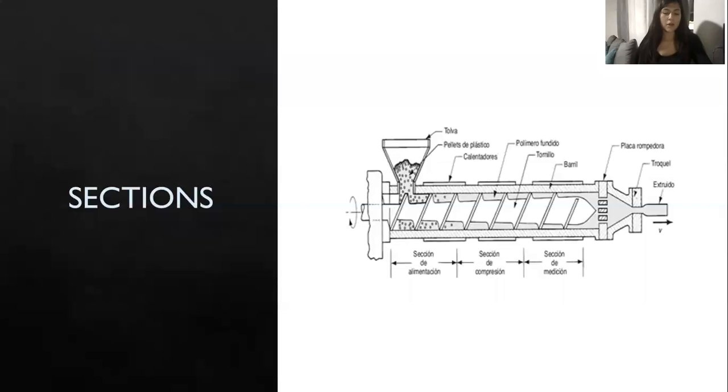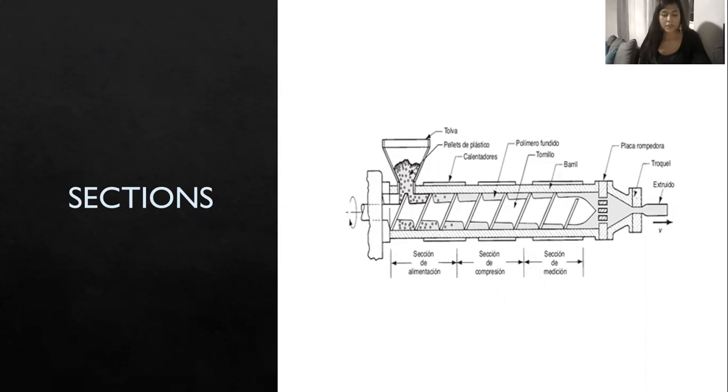Now let's describe each section step by step. The feed section is the part of the screw or spindle where the unmilled polymer enters the barrel. The rotating spindle moves the material along the barrel to start melting.